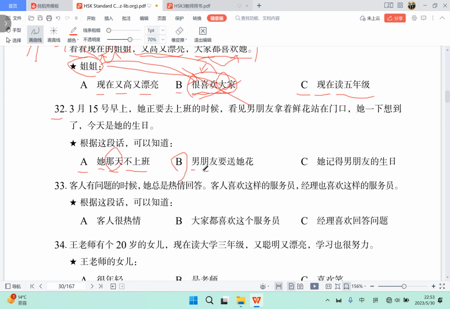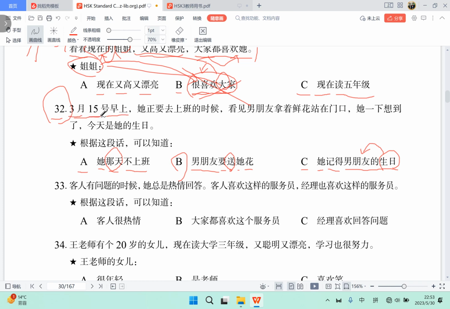And B, 男朋友要送她花, so the boyfriend wants to send her flowers, send her flowers as a gift. 送 is normally to send something as a gift, or to give something as a gift. And C, 她记得男朋友的生日, so she remembers the birthday of her boyfriend, definitely her boyfriend, right? Okay, 32, 3月15号早上, so 3月, January, February. Sorry, I just forgot the third month of the year.